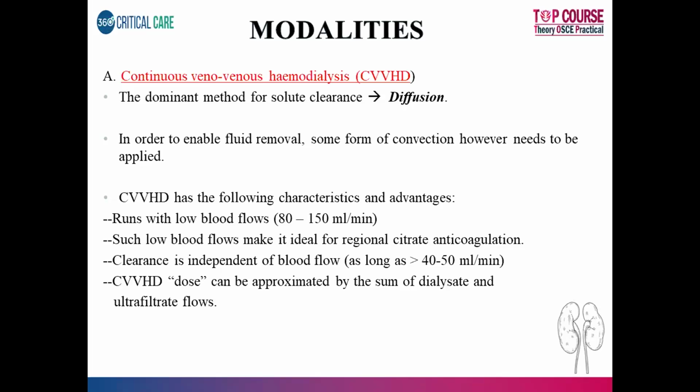So what are the characteristics of this? It runs with low blood flows, around 80 to 150 ml per minute. When such blood flows are used, you need to use anticoagulation, otherwise it may lead to filter clot. The ideal one is regional citrate anticoagulation. The clearance is independent of the blood flow. And how do we give a dose for CVVHD? It is nothing but the sum of the dialysate and the ultrafiltrate flows.